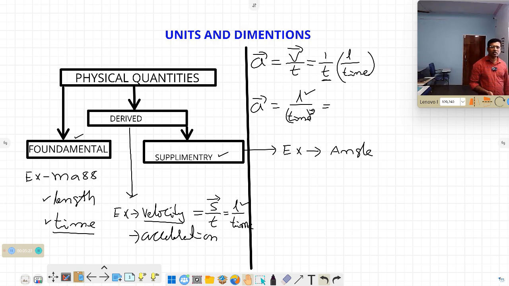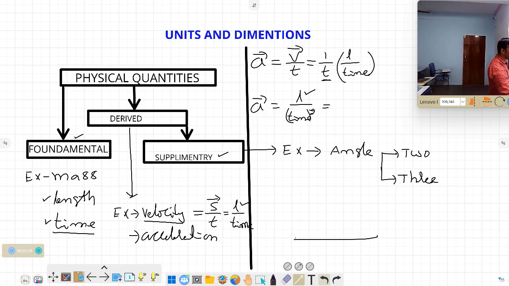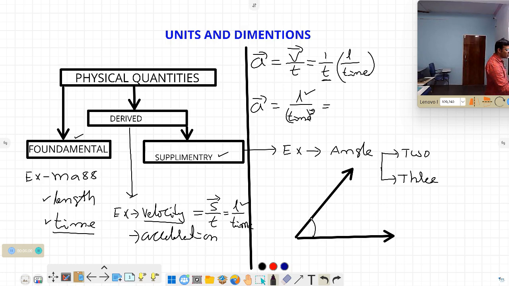The angle can be measured in two ways: two-dimension measurement and three-dimension measurement. If you are measuring the angle between two planes, this is one of the planes, and this is another plane. The angle between these two planes is represented with the theta value.